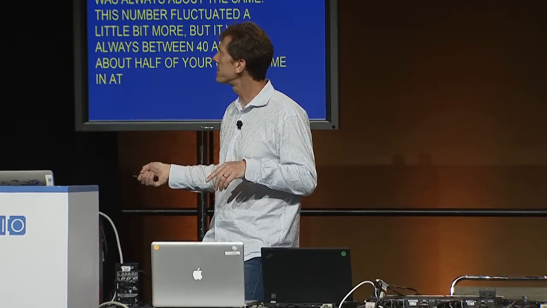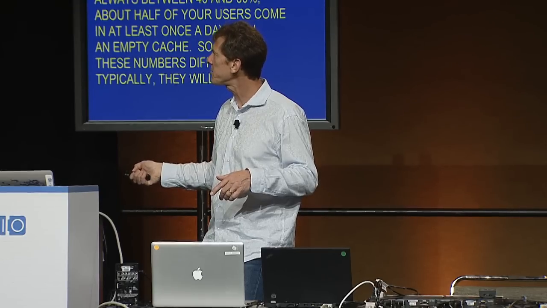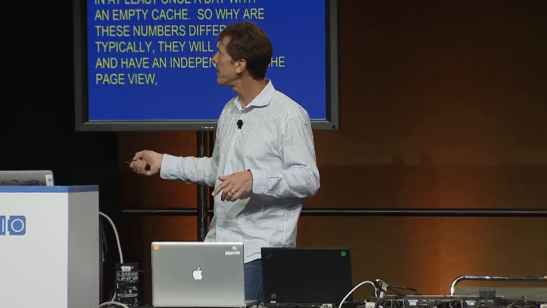So why are these numbers different? Typically, users are doing multiple page views in a session. So even if they have an empty cache, they'll come in and they'll have an empty cache page view, which will show up here and show up here. But then they might do 3 or 4 more page views, which are going to be a primed cache, because when they did their empty cache page load, stuff got put into the cache.